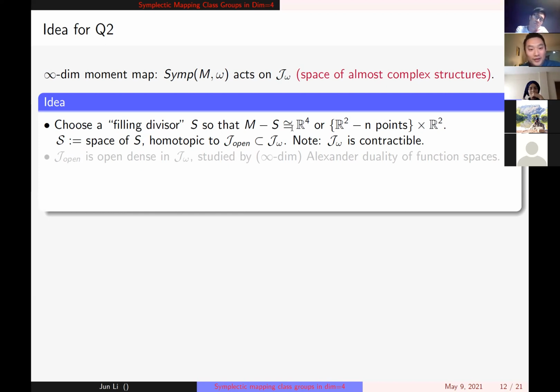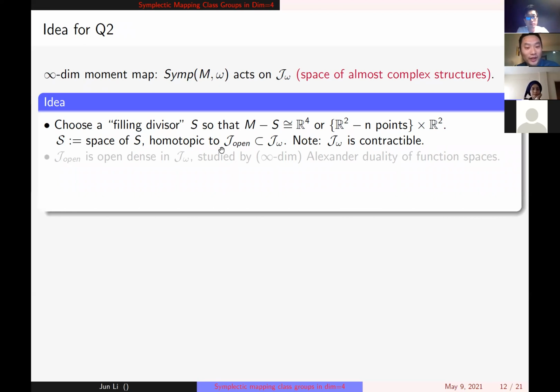Okay, but the upshot is we want the complement of this divisor to be simple, or at least something understandable. So we have R^4 or punctured R^2 cross R^2. Okay. R^4 is understood by Gromov, at least for the compactly supported symplectomorphism groups. And then just modifying Gromov's argument, we are able to understand the second guy, punctured R^2 cross R^2. And then we are also going to look at the space of S. This is an infinite dimensional space.